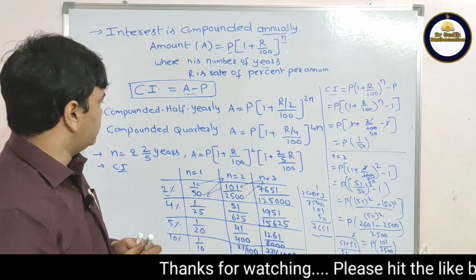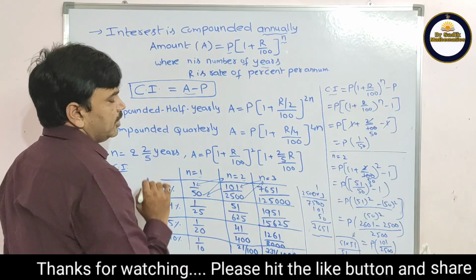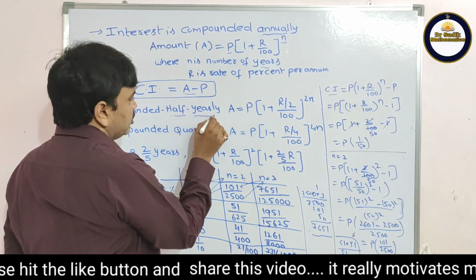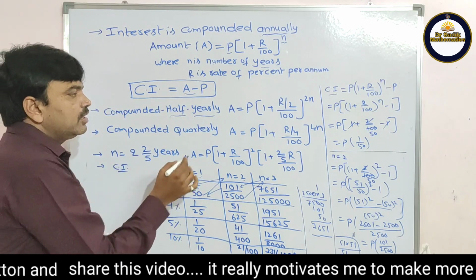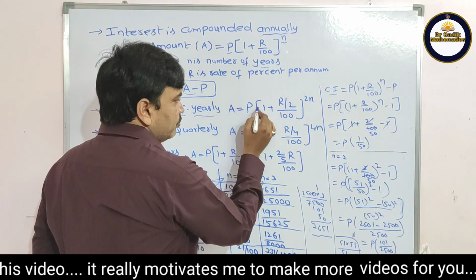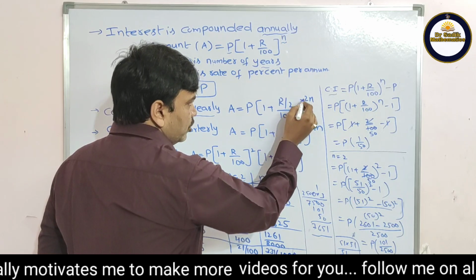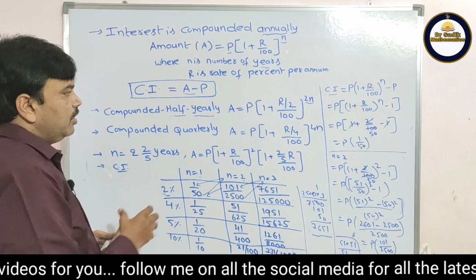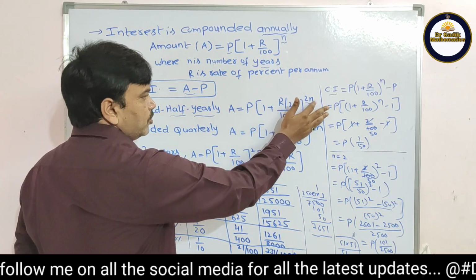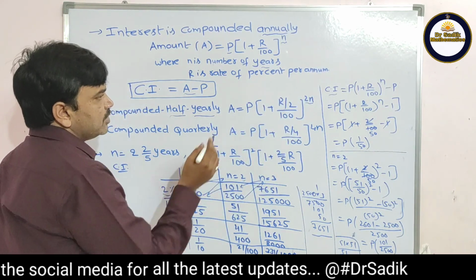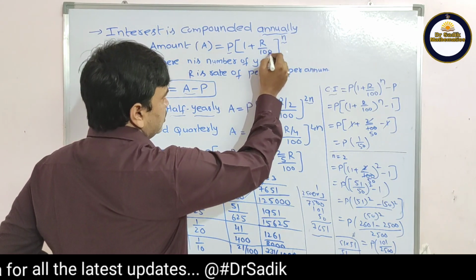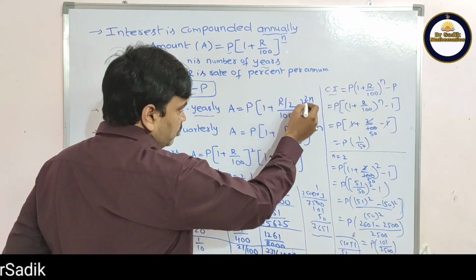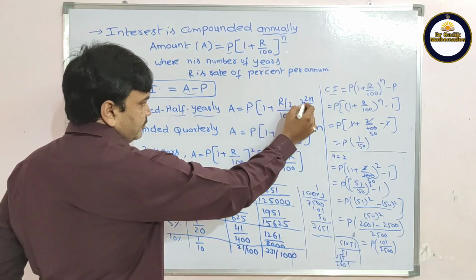Let us see another formula, friends. Compounded half yearly. Previously it was annually, now it is half yearly, that means 6 months. So A is equal to P into (1 plus (R by 2) by 100) whole power 2n, friends. What is the difference here? Previously we had R by 100 whole power n. Now half yearly means R by 2, whole power 2n, multiplying n by 2, friends.